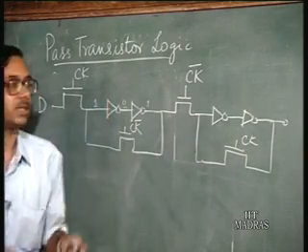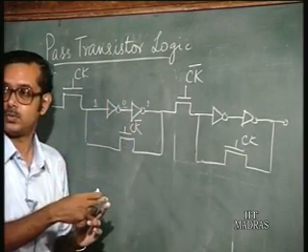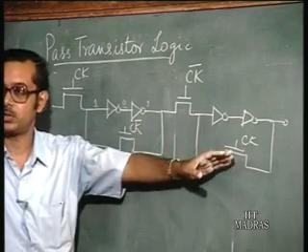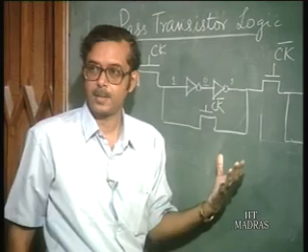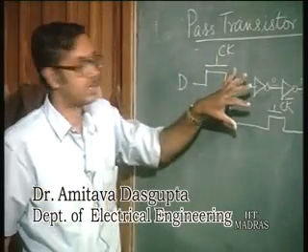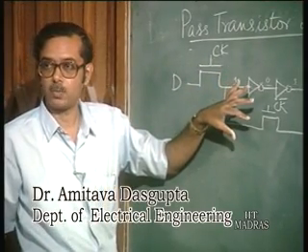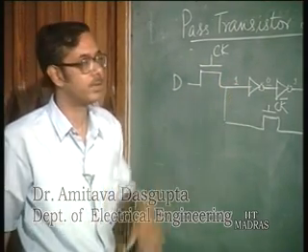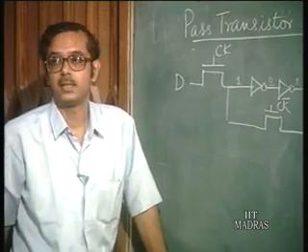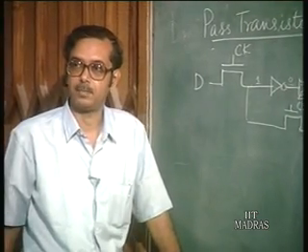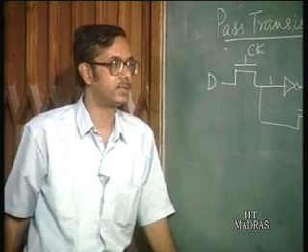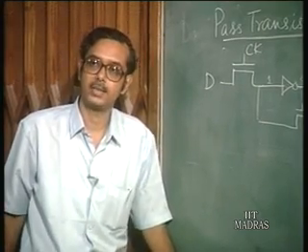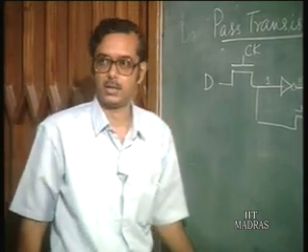Only at the instant when the clock goes from high to low is the output going to change, and after that there can be no further change, because this master is going to be off when the clock is low. So this behaves as a master slave D type flip flop. You see again how easily you can realize this type of logic circuit using pass transistor logic.